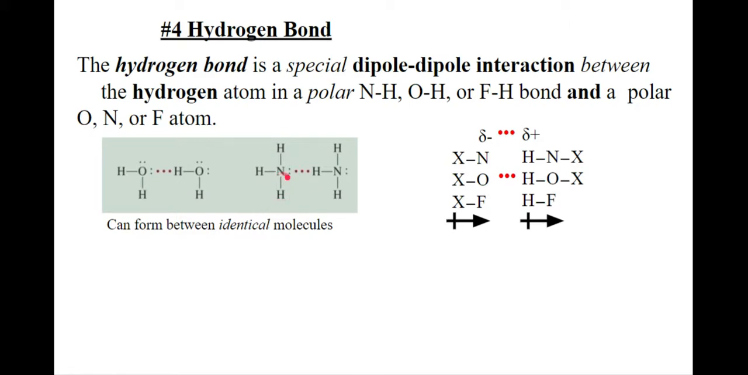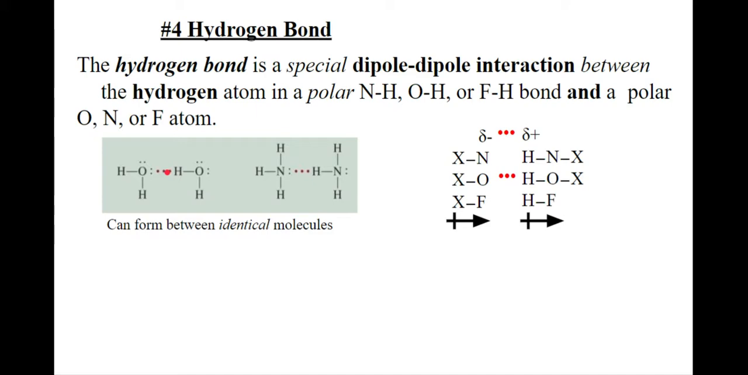Ammonia, NH3. So this nitrogen has a partial negative charge. It's more electronegative than the other three hydrogens. And then on the other ammonia, one of the hydrogens has electron density pulled away from it. So partial positive, partial negative, opposites attract. You could orient these a number of different ways, but it's always going to be a hydrogen with three red dots to either nitrogen, oxygen, or fluorine, and specifically to one of their non-bonding pairs.